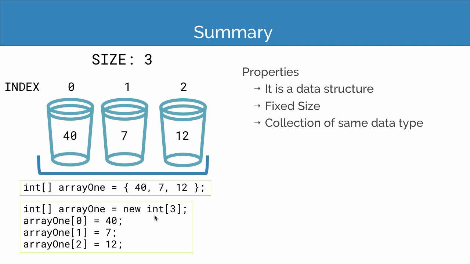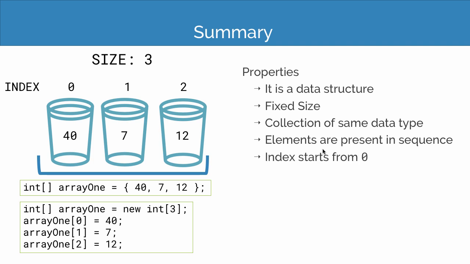That is, we cannot mix float into the integer array, or we cannot add a string into the integer array, and vice versa for other data types as well. And the elements are always present in sequence because each element contains a sequential index that starts from 0. So 0, 1, 2 and so on it will go on depending on the size of our array.